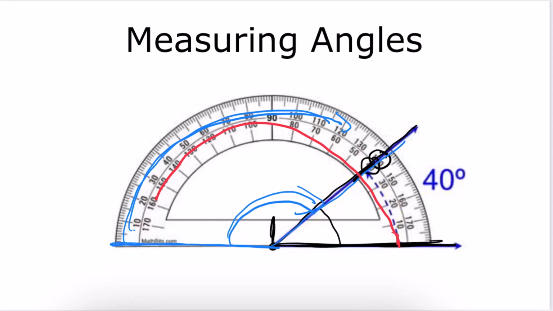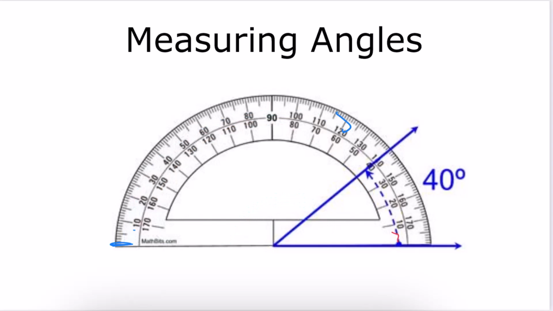And you can also measure angles that are bigger than 180 degrees. But not all protractors are fully circular, so you may have to be a little creative about it. Like, for example, if I had an angle that looks like this, and I want to measure what this angle is here, one way you can do it is by measuring this angle and subtracting it from 360.